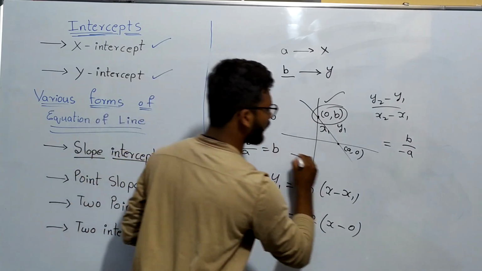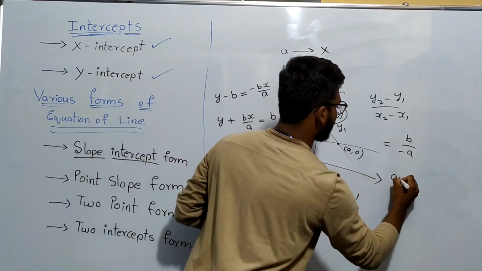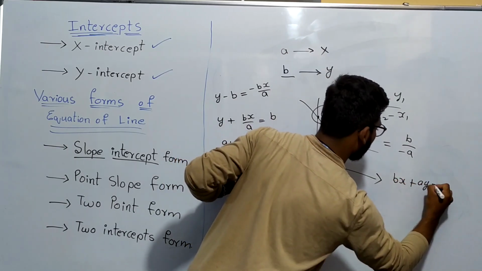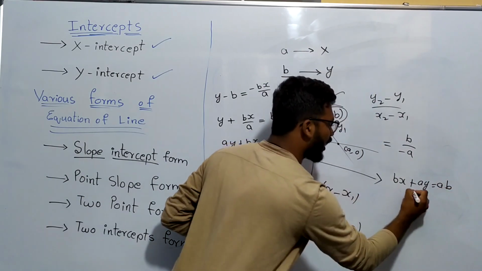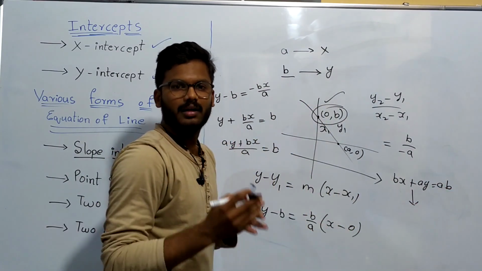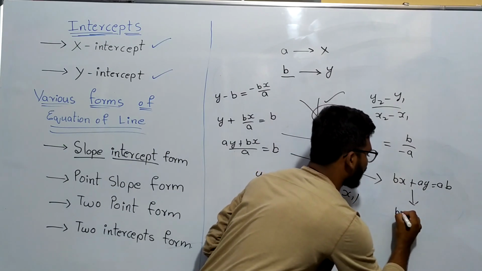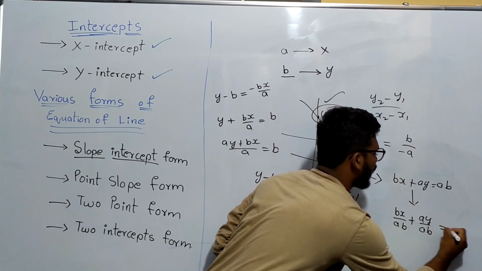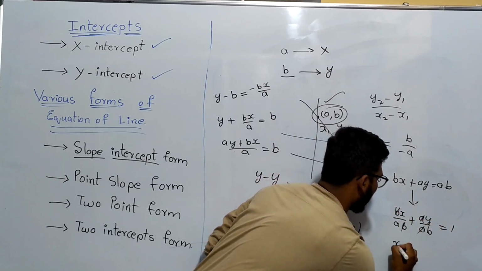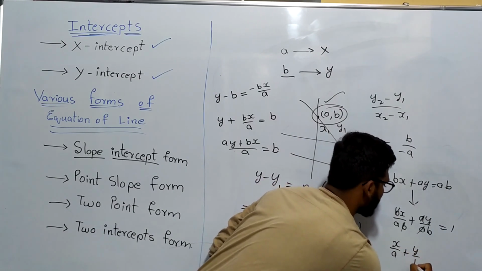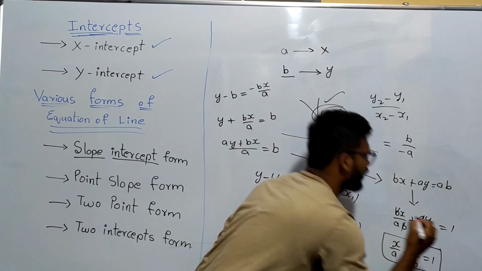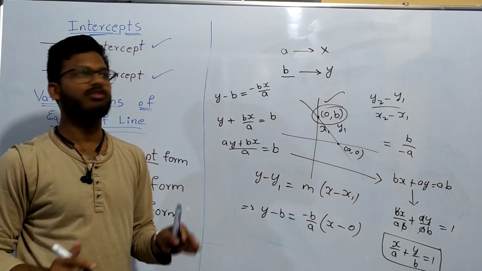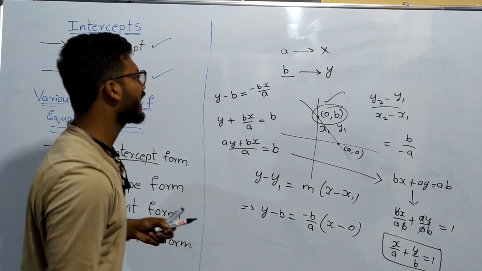From this I will write. See, I am writing it here. I will write bx first: bx plus ay equal to ab, and for better remembering what I have to do, I will divide this side. So what I will get? bx by ab plus ay by ab equal to 1. So I will get x by a plus y by b equal to 1. By using this we can find the equation of line when we know x intercept and y intercept. See an example for this one.